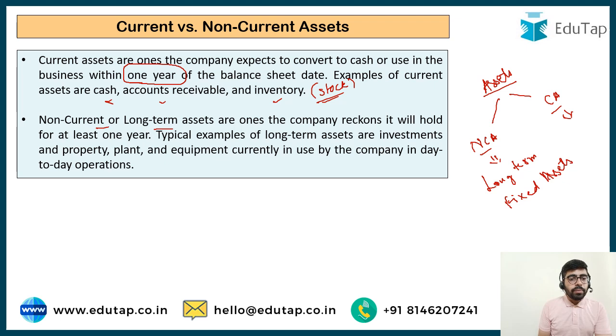Non-current or long-term assets are the ones which the company will hold for at least 1 year. Examples are going to be property, plant and equipment that the company is having. These are going to be there for the very long run. They are going to be there till the company is functioning. So they are the non-current assets for the company.